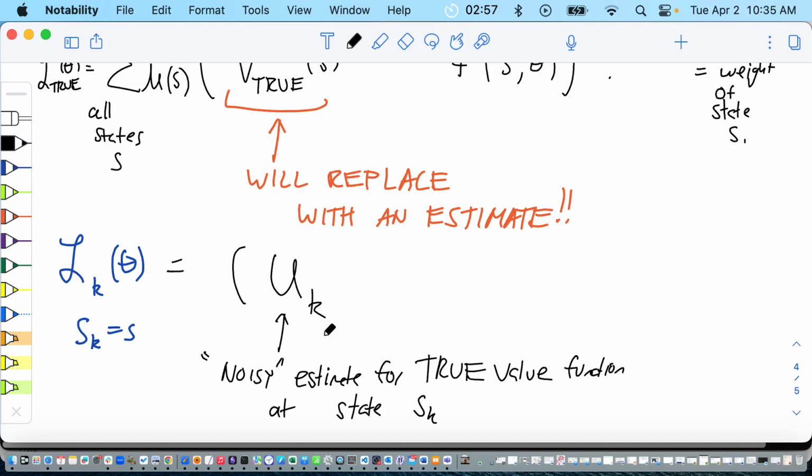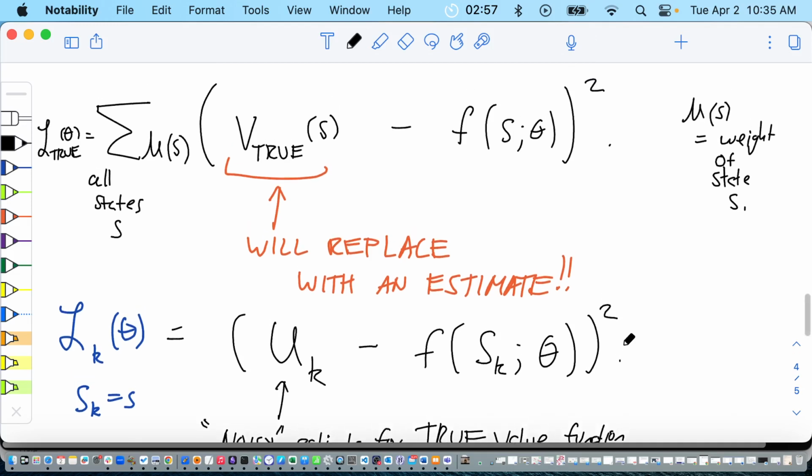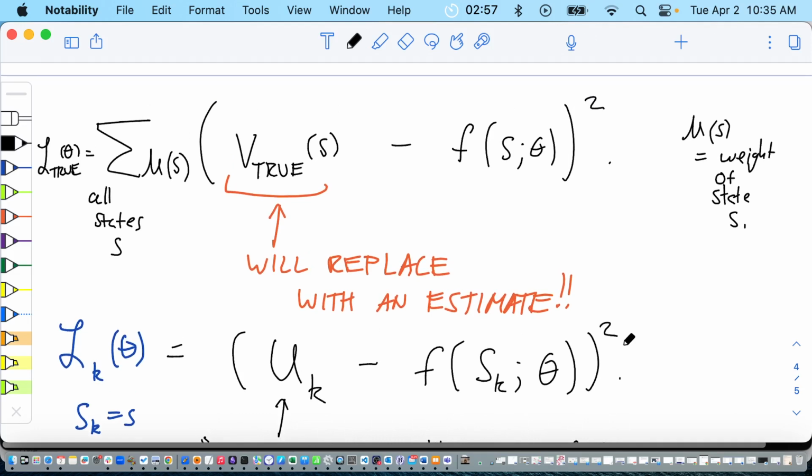Just like that, we're never going to actually see the true value function. It will never appear for us, but we will have some noisy estimate that we hope on average gets us closer to it. Okay, and then we're going to have minus f of s_k, theta. So we have some noisy estimate. We have our function evaluated at the state s_k. And again, you'll notice there's no sum here. This is literally at one state. But because the state is random, on average, it's doing this mean thing. So the weight, how important a state is, well, how often are you in that state? That's what it'll be.